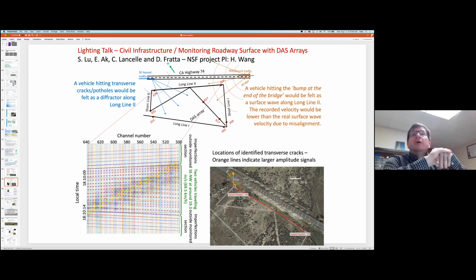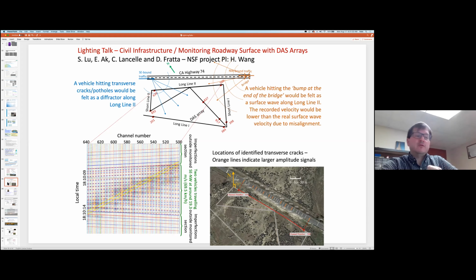What we have typically done is monitor the speed of vehicles. We can monitor the amplitude and the speed and evaluate the density of traffic. But if we go into much more detail, we can start evaluating the different types of sources created as a vehicle travels through a roadway. As a vehicle hits, for example, the bump at the end of the bridge in the approach to a bridge, or transverse cracks or even potholes, we can start monitoring the quality of the roadway.